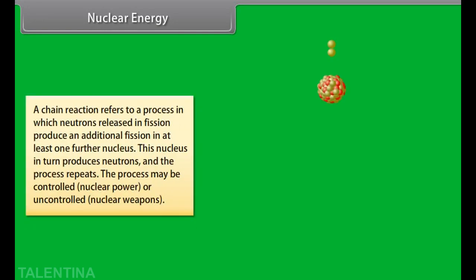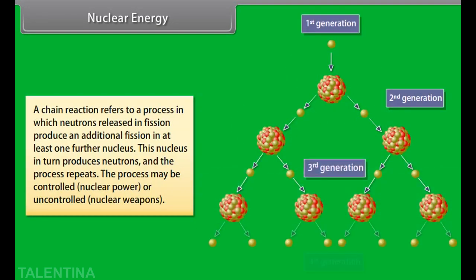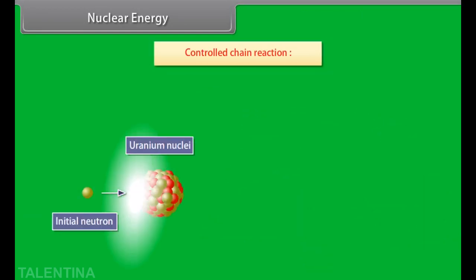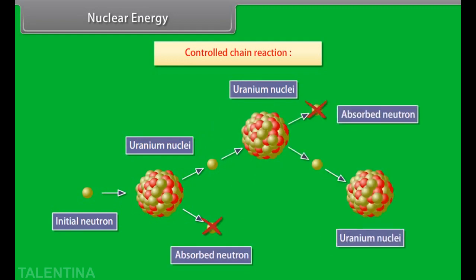A chain reaction refers to a process in which neutrons released in fission produce an additional fission in at least one further nucleus. This nucleus in turn produces neutrons, and the process repeats. The process may be controlled, that is nuclear power, or uncontrolled, that is nuclear weapons. Controlled chain reaction. If the chain reaction is arranged artificially, such that out of 2 or 3 neutrons produced per fission, on the average, only one neutron causes further fission, so that the rate of fissions remains constant, then the chain reaction is said to be controlled.